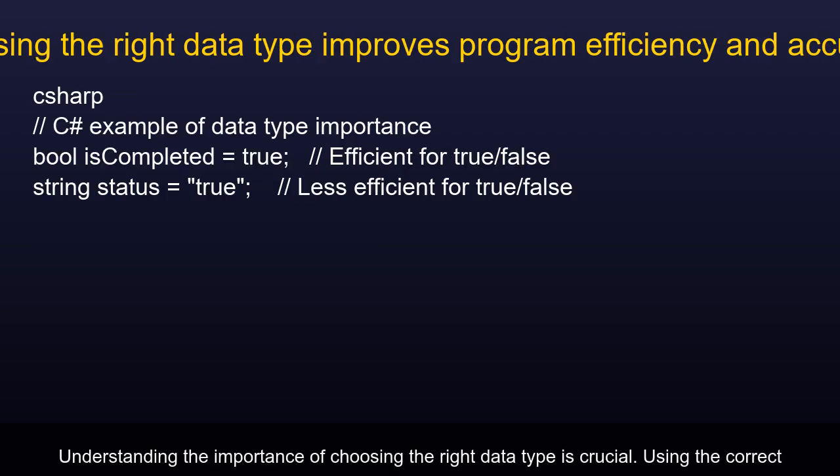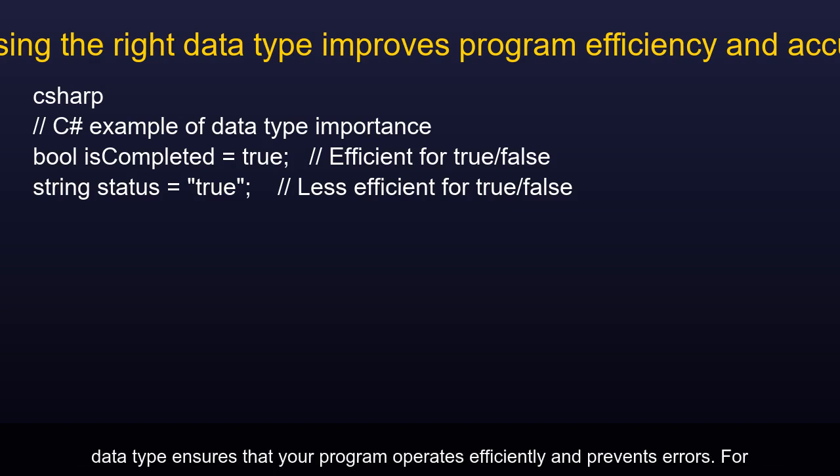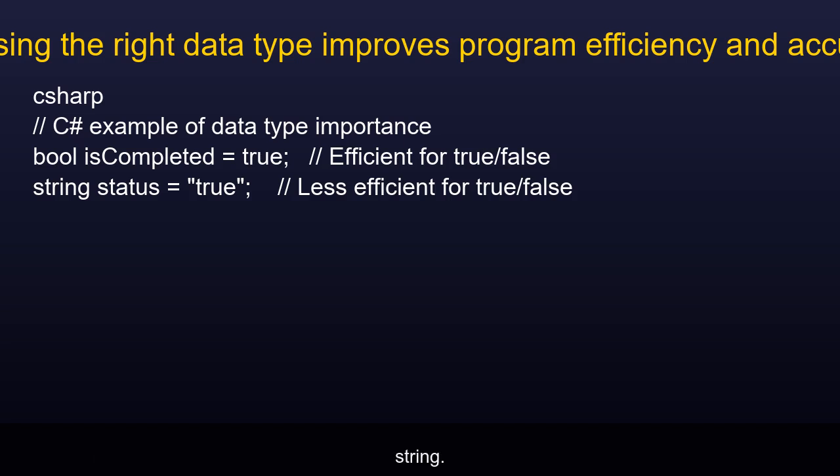Understanding the importance of choosing the right data type is crucial. Using the correct data type ensures that your program operates efficiently and prevents errors. For instance, using a boolean for a true, false condition is more efficient than using a string.